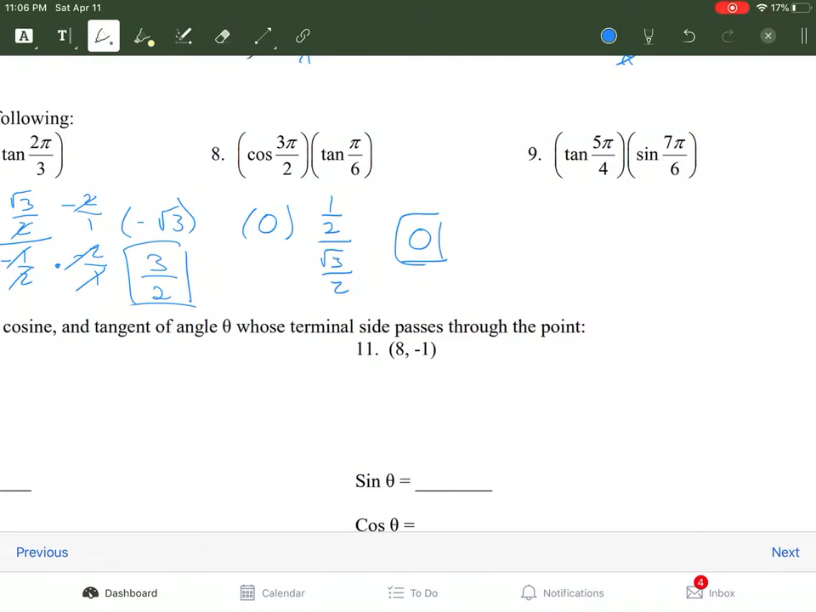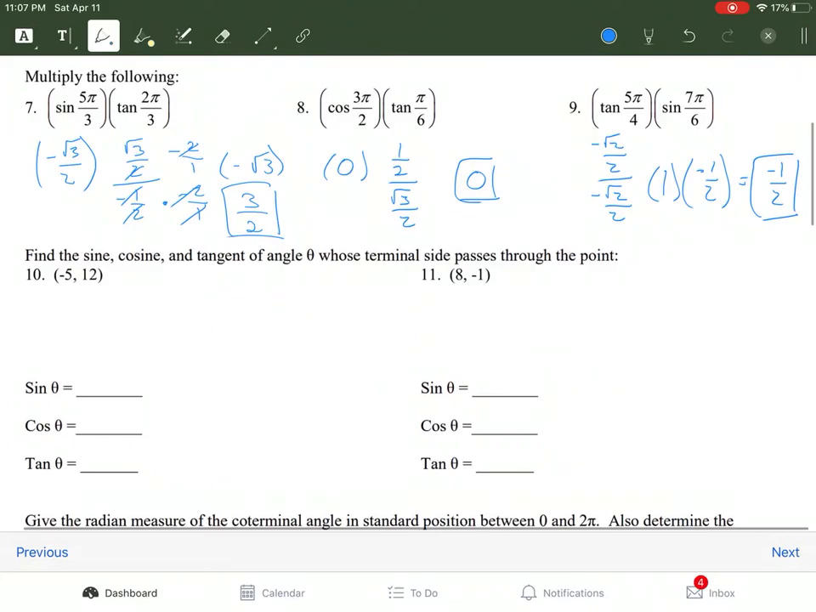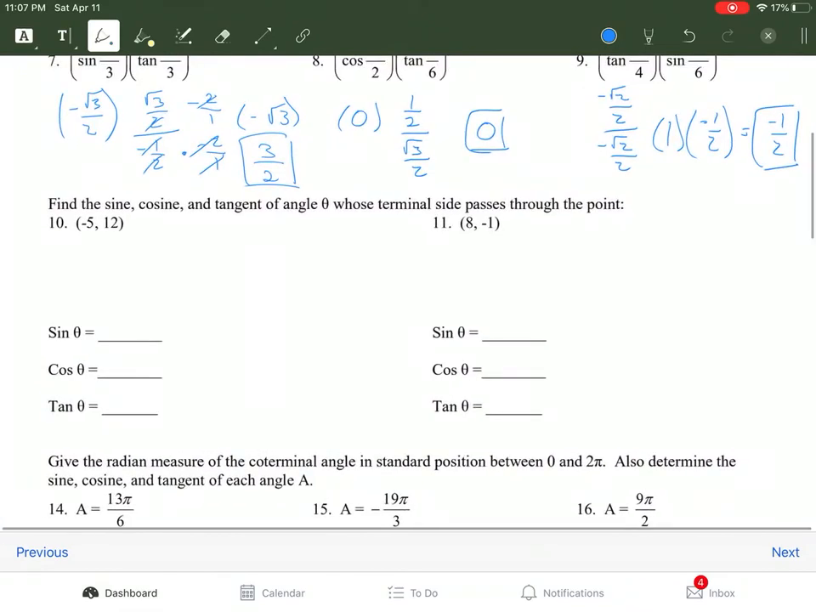And lastly, the tangent of 5 pi over 4 is going to be -√2 over 2 divided by -√2 over 2. Since it's the same thing divided by itself, it's going to give you +1. And then the sine of 7 pi over 6. The y value of 7 pi over 6 is negative 1/2. So 1 times negative 1/2 is equal to negative 1/2. We're just multiplying straight across after we find the values for those particular trig functions.